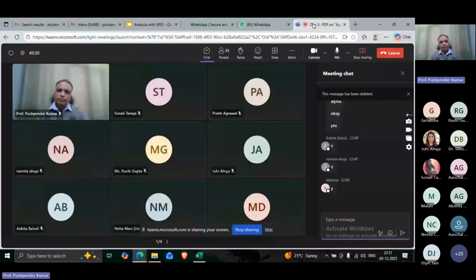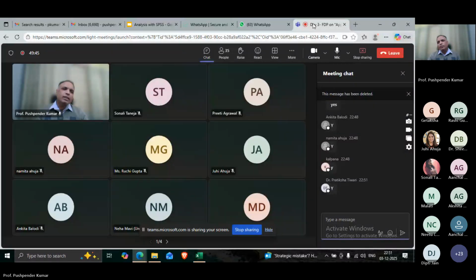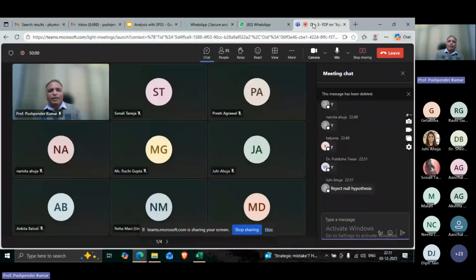Yes, yes, yes. Any response? Okay, fine, Dr. Pratiksha. We reject the null hypothesis and we go with the claim. What is the claim? In case of Mahindra, that your mileage is more than 12. And in case of student marks, it's different from 75, more than 75, something like that. Okay, thank you very much.